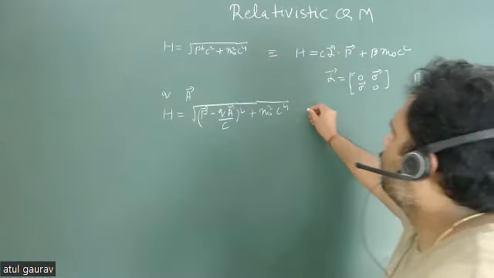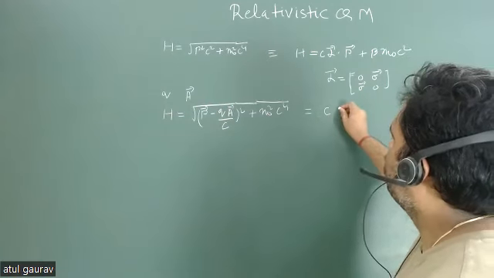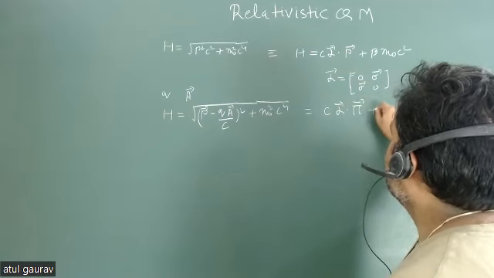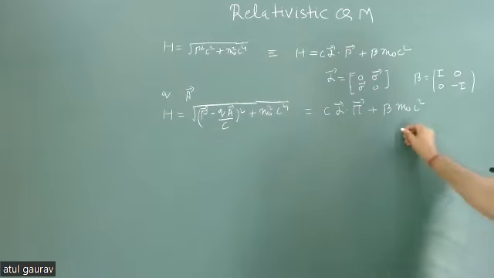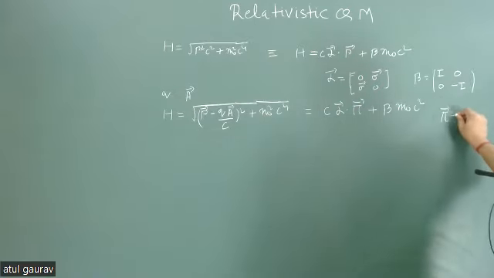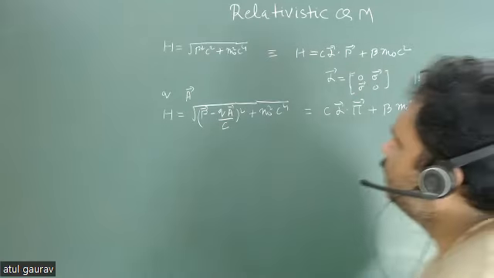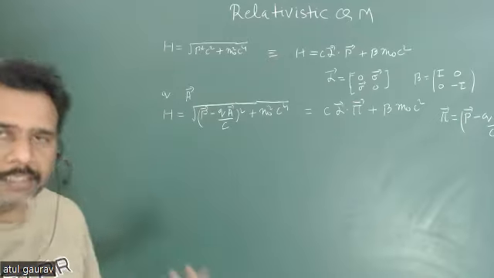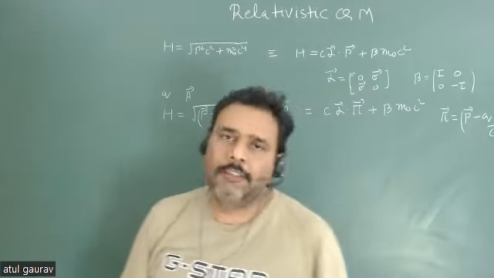And when this is your classical Hamiltonian, then obviously you can write this Hamiltonian as C alpha dot pi plus beta M naught C square. And what is pi here? The pi is nothing but P minus QA upon C. So this is your pi, where A is your vector potential. You know all this stuff. You can write your field in terms of vector potential and scalar potential in electromagnetic theory.